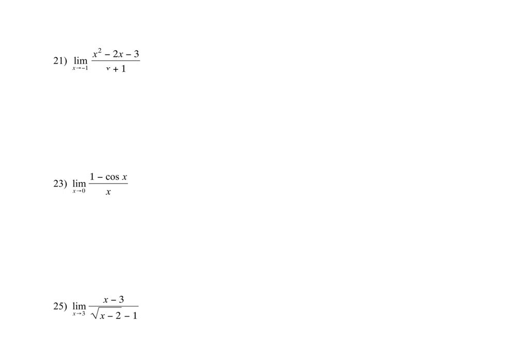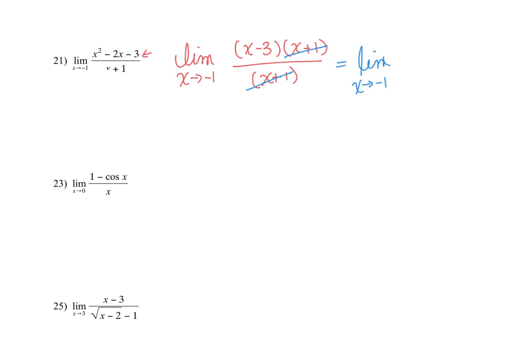I can see on number 21, plugging in a -1 gives me -1 plus 1, which gives me a 0. That is a problem. I cannot do my first process. So my next step is I'm going to factor. This is really simple factoring. So I am trying to find my limit as x approaches -1, and I'm going to factor this. X minus 3, x plus 1, all over x plus 1. Now that I've done it, I can eliminate my problem. And I can just find the limit as x approaches -1 of what is left over, x minus 3.